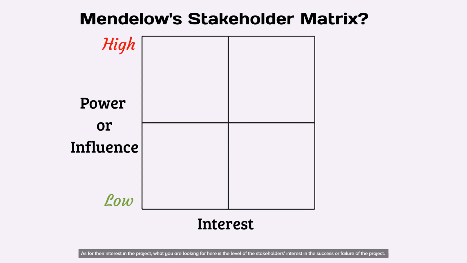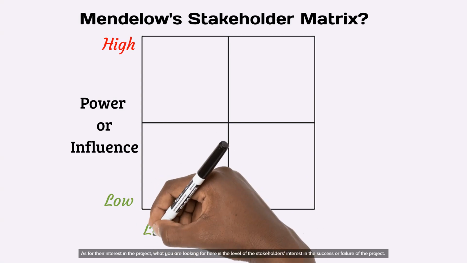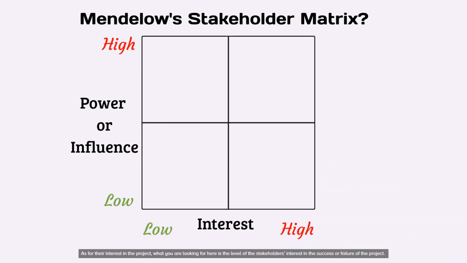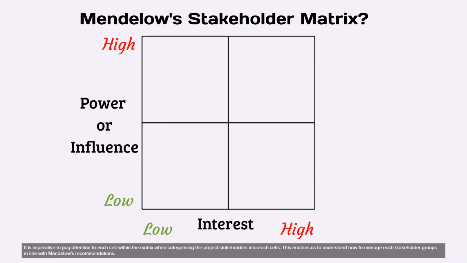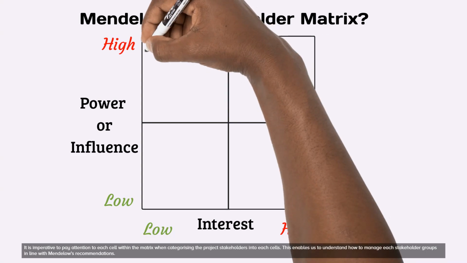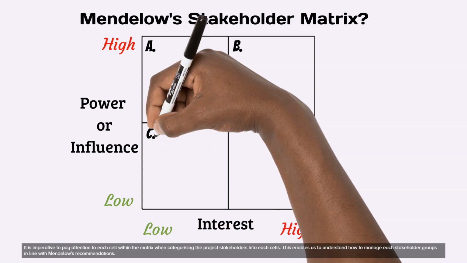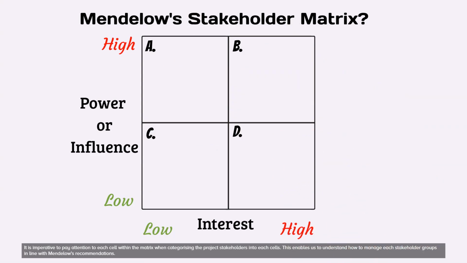As for their interest in the project, what you are looking for here is the level of the stakeholders' interest in the success or failure of the project. It is imperative to pay attention to each cell within the matrix when categorizing the project stakeholders into each cell. This enables us to understand how to manage each stakeholder group in line with Mendelow's recommendations. So what are Mendelow's recommendations for each stakeholder group?